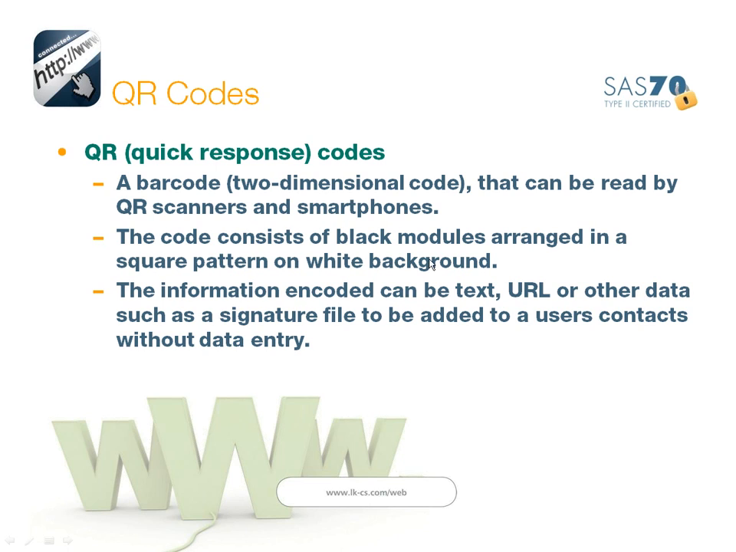But the basis of it is black modules. We're going to show you a sample of this in a second, but black modules arranged in a square pattern on a white background that your scanner is going to be able to pull out and identify as a unique URL. The information that you embed or encode in this can be text, a URL, or other data such as a signature file to be added to a user's contact without data entry. You just scan the QR code, and then, as you'll see in the next sample, we can integrate that information.